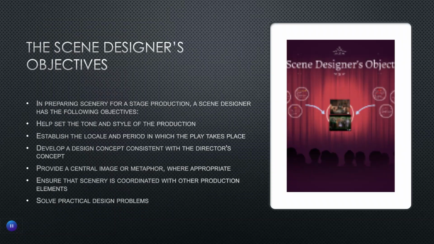The scene designer's objectives. In preparing scenery for a stage production, a scene designer has the following objectives. 1. Help set the tone and style of the production. 2. Establish the locale and period in which the play takes place. 3. Develop a stage design concept consistent with the director's concept. 4. Provide a central image or metaphor where appropriate. 5. Ensure the scenery is coordinated with other production elements. Last and finally, solve practical design problems.